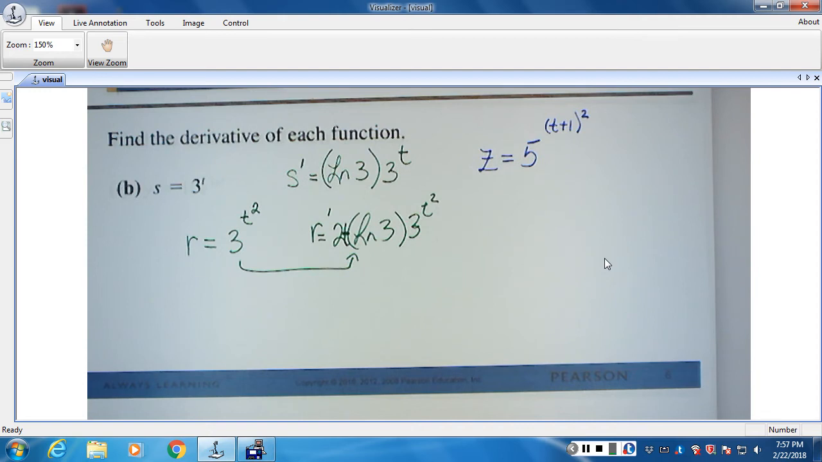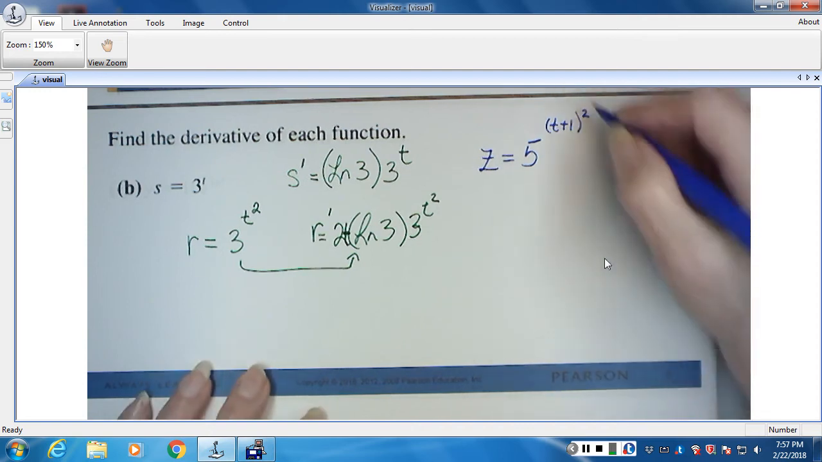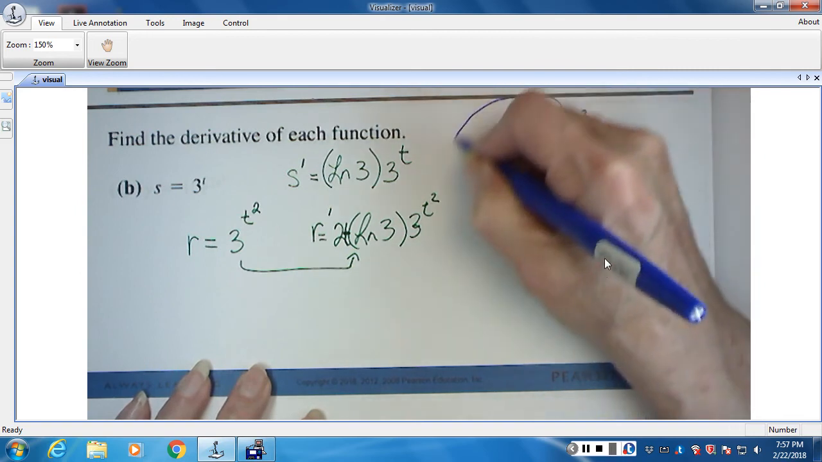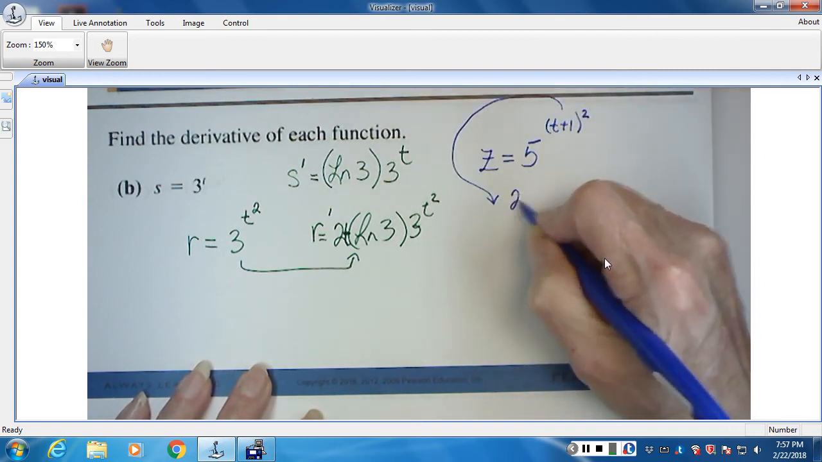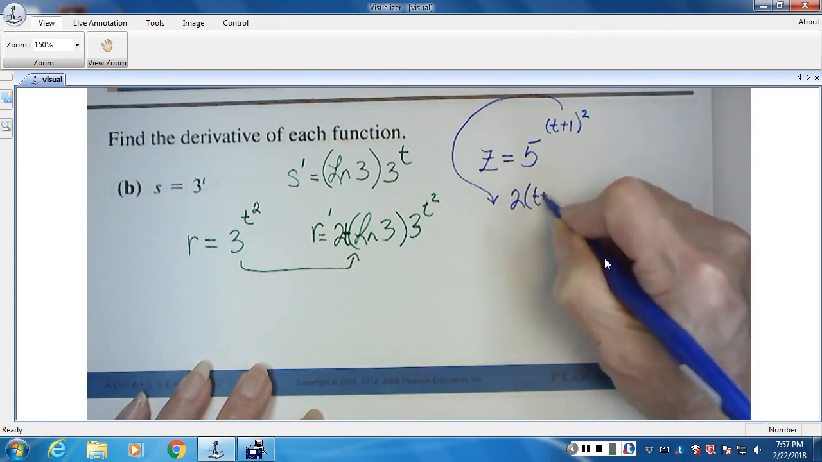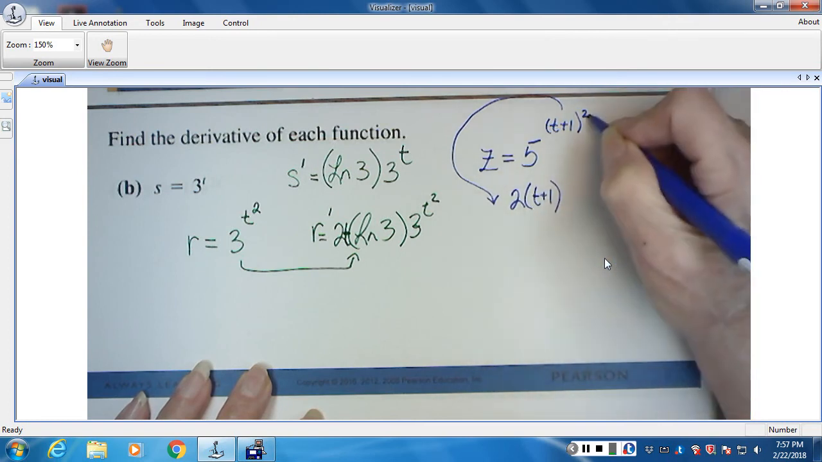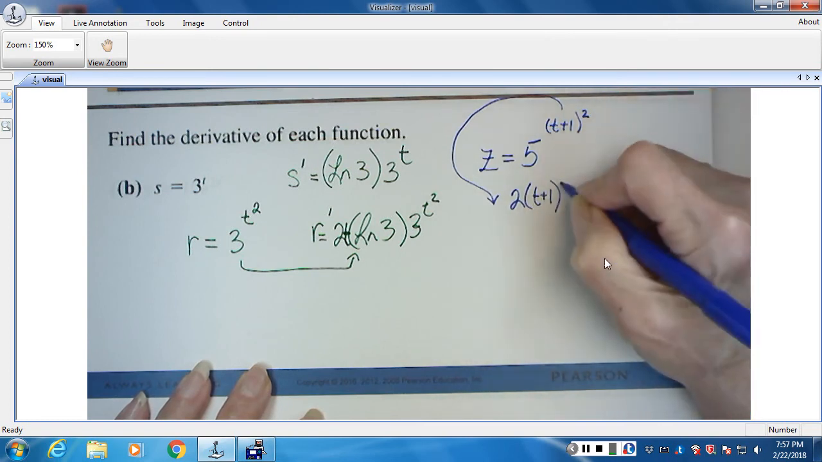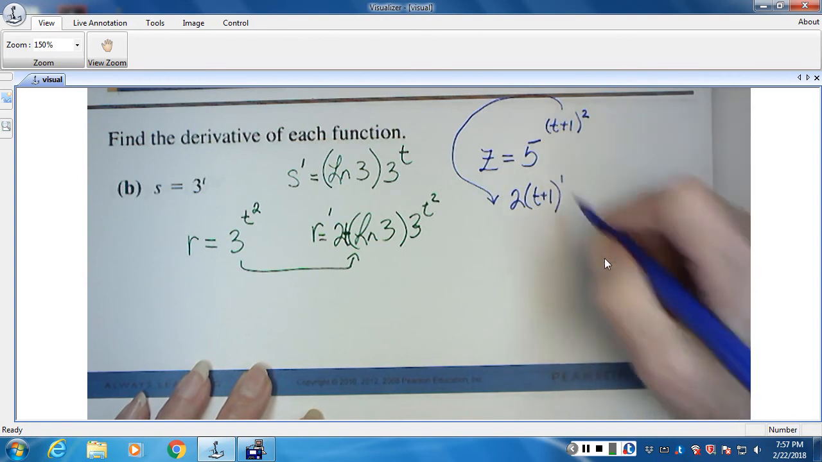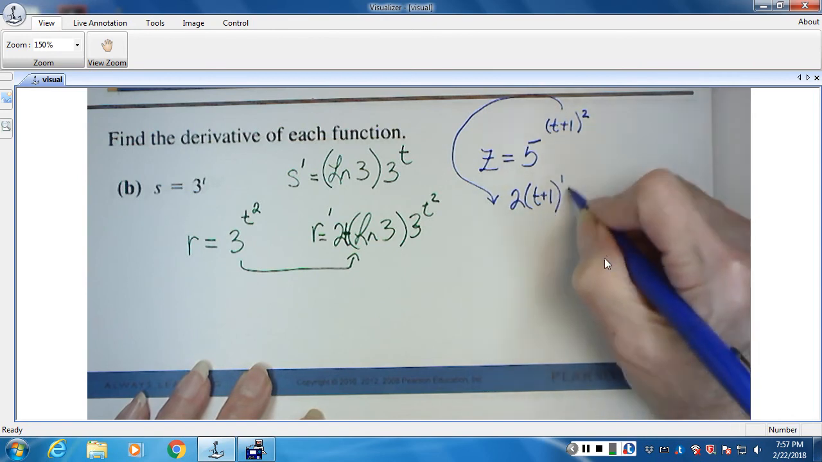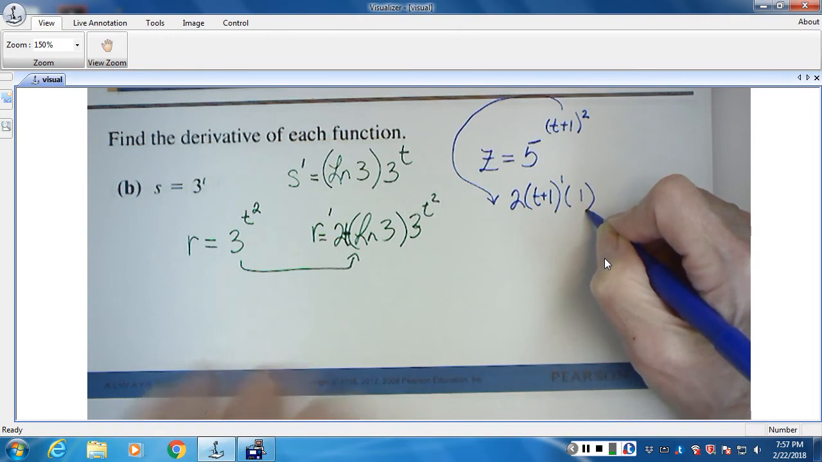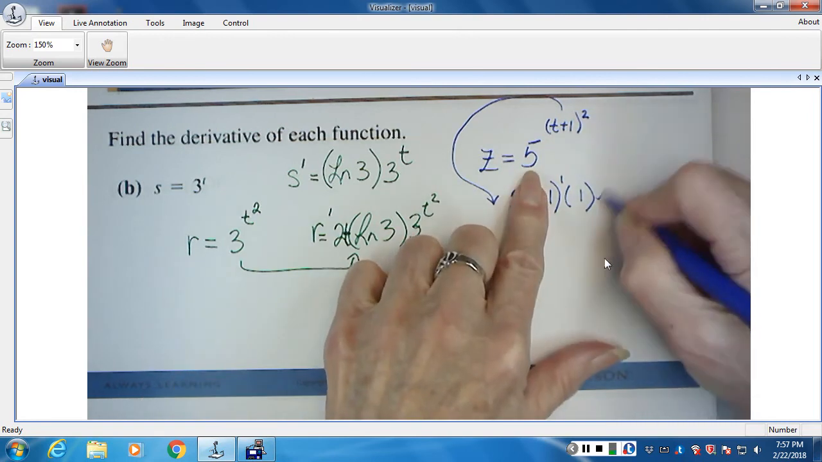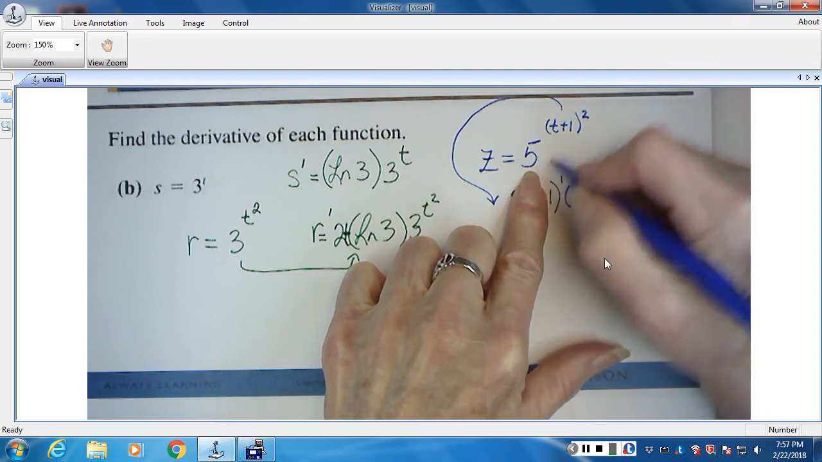Okay? So the derivative of your t plus 1 squared is going to be 2 times t plus 1, and 2 minus 1 is 1. And then the derivative of t plus 1 is 1 times the natural logarithm of 5. And then just copy this back over.